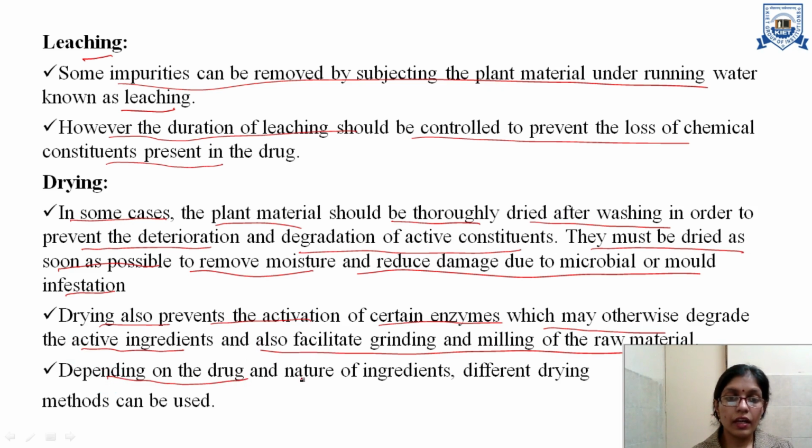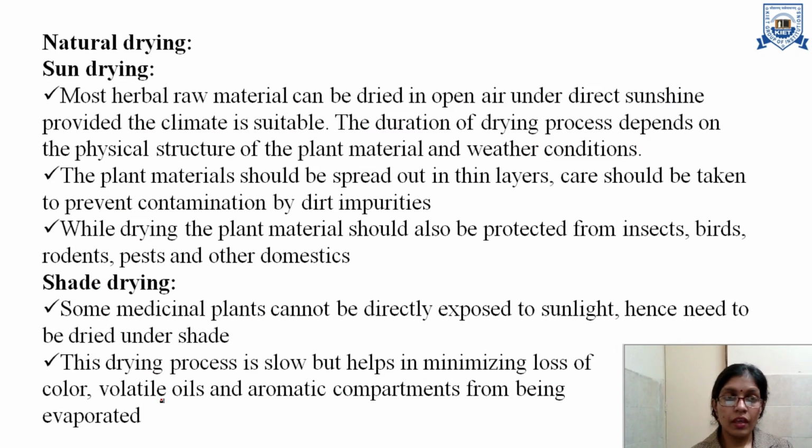Depending on the drug and nature of ingredients, different drying methods can be used. For example, natural drying, we have sun drying. Most herbal raw material can be dried in open air under direct sunshine provided the climate is suitable. The duration of the drying process depends upon the physical structure of the plant material and the weather conditions. The plant materials should be spread out in thin layers.